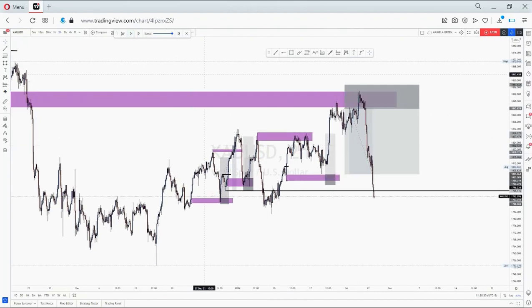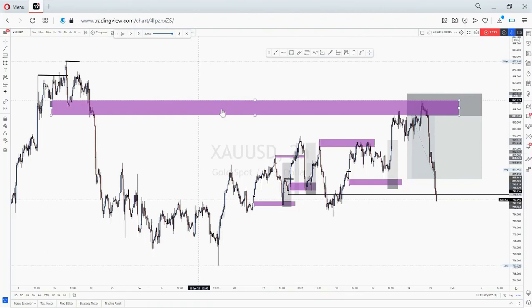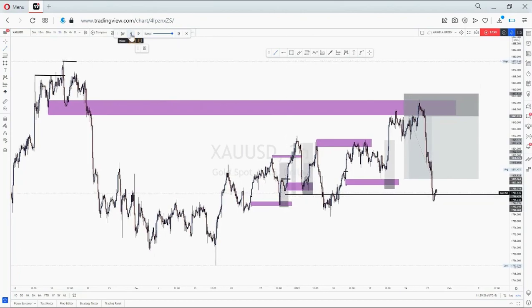Okay, as you can see, they respected our mitigation block here. They came to the mitigation block, they tried to break it, then they eventually went down. My TP was here on the previous low, so it means it was hit here. For me, if I take 3 trades, the first TP will be here, the second one will be here, and the third one will be on the previous low, which is this one here. So for me, I will close here. Let's assume I took 1 trade here on the mitigation block. Then let's see how the market plays.